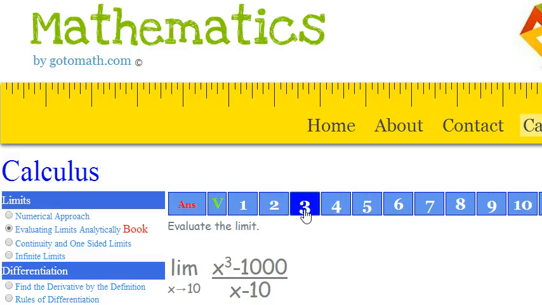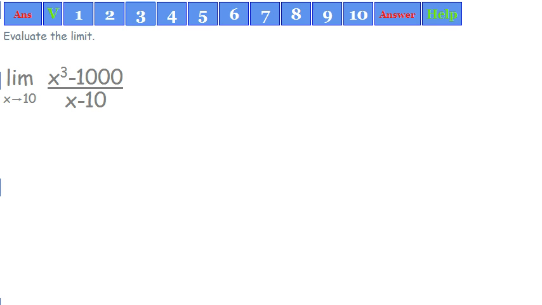Alright, we're working in section 3 here, and it's over evaluating limits analytically. And we're going to be looking at the difference of two cubes. And so we're going to be taking the limit as x approaches 10 of x cubed minus 1,000 over x minus 10. Now if we go ahead and do direct substitution, what we're going to end up getting is 0 over 0.